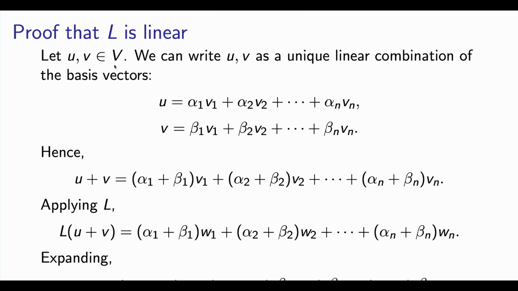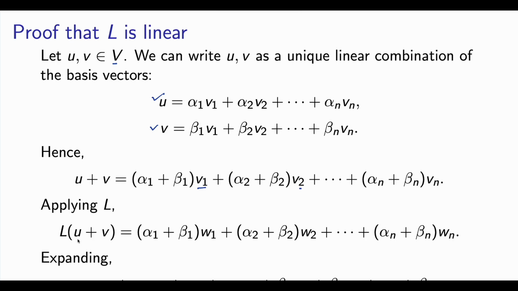So let u and v belong to V. Then we can write u as a unique linear combination of basis vectors, and v can also be written as a unique combination of basis vectors with different scalars: alpha 1, alpha 2, ..., alpha n, and beta 1, beta 2, ..., beta n. So what about u plus v? u plus v is also in V because V is a vector space. So u plus v can be written with scalar component sums: alpha 1 plus beta 1 times V1, alpha 2 plus beta 2 times V2, and so on. Now we can apply L on both sides.